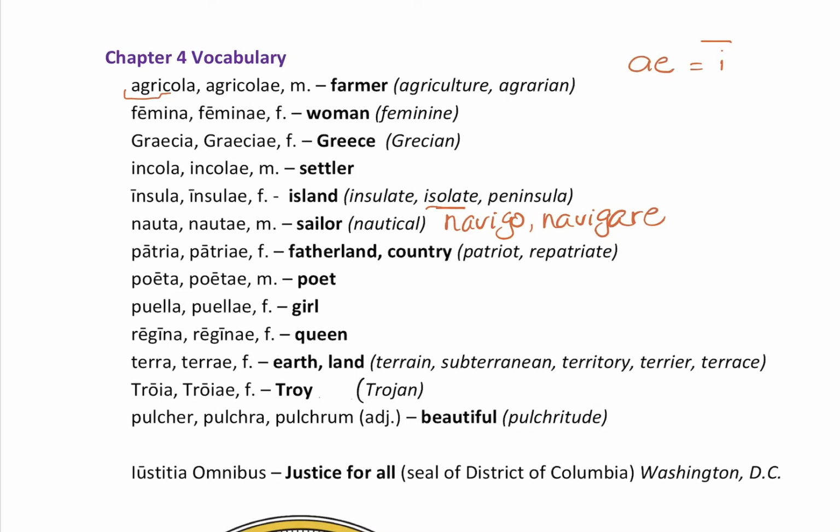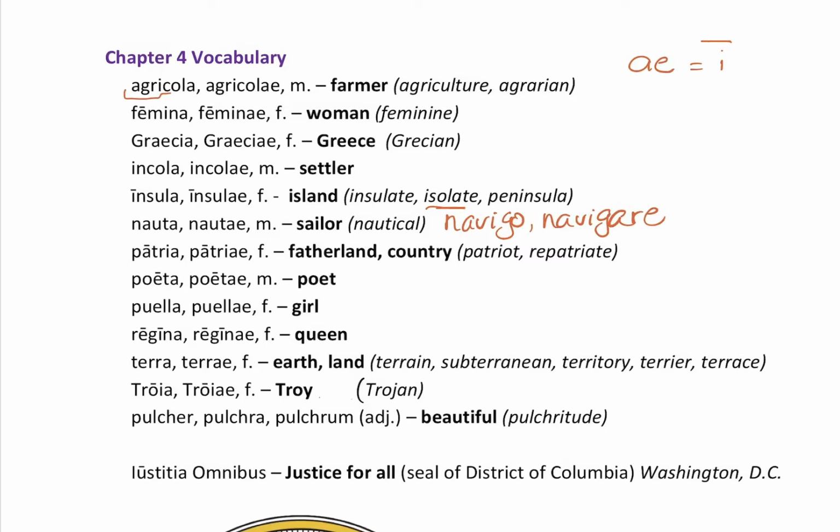Patria, patriae, it's feminine. It means fatherland or country. You get words like patriot from it, repatriate. Next one we take right into English, so there's no derivatives. It is poeta, poetae. If you took off the A or the AE, you'd see poet right there. The next one doesn't have any derivatives either. You're going to just need to remember it. It's puella, puellae. It means girl.